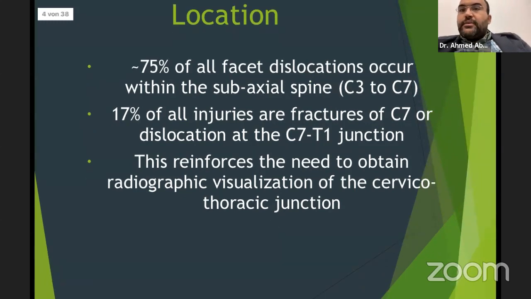75% of all facet dislocations occur within the subaxial spine, that means from C3 to C7. 17% of all injuries are fractures of C7 or dislocation of the C7-T1 junction. And this reinforces the need to obtain radiographic visualization of the cervicothoracic junction.